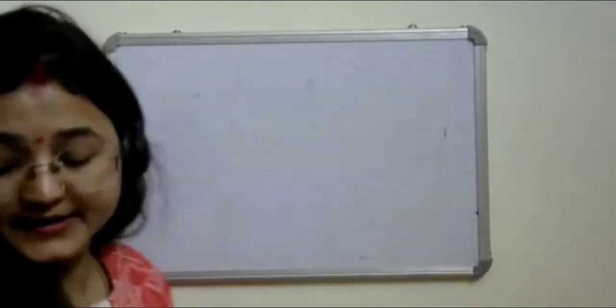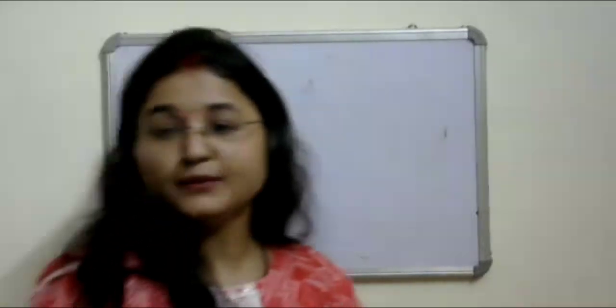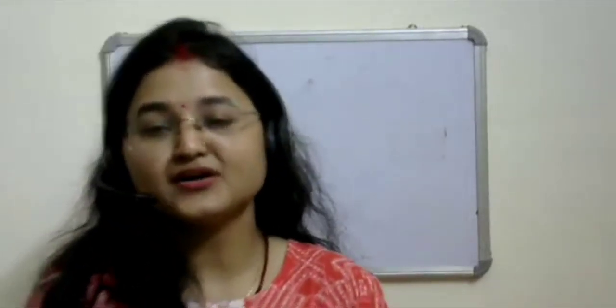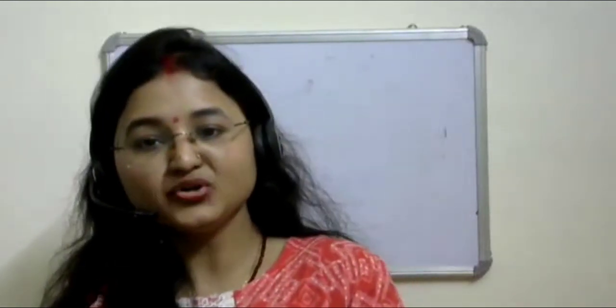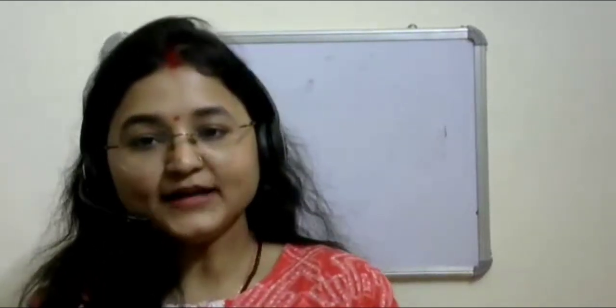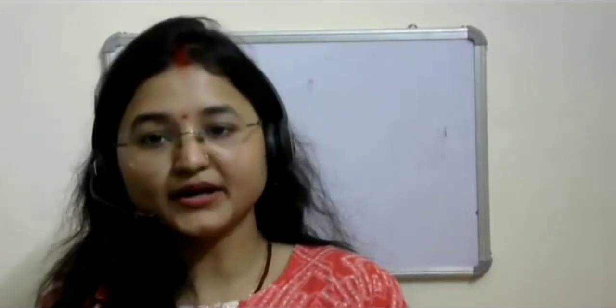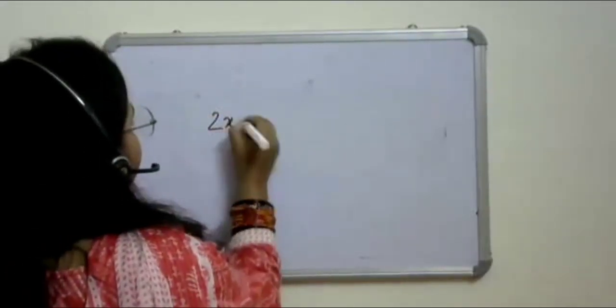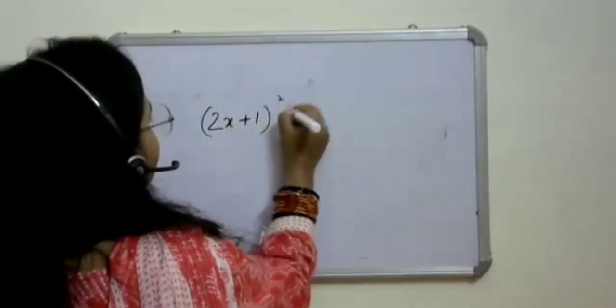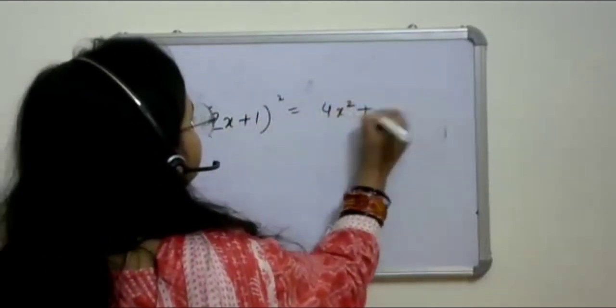Now let's understand this thing. This thing is very important in our NCERT. This is the first thing: how to identify whether a given equation is quadratic or not. Though I have given you the general introduction on how to recognize any equation, what if an equation is given to you and you have to find out whether it is quadratic or not? For example, (2x plus 1) whole square equals 4x plus 8.